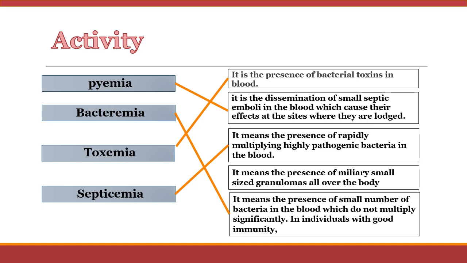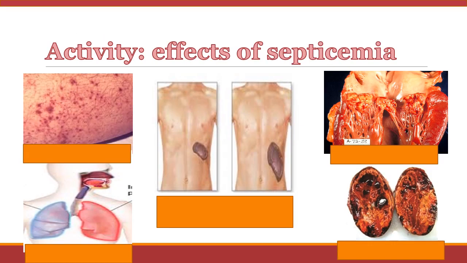So I hope that we understand very well this concept, the difference between the four of them, because this is very important and we have explained a lot. The next activity here is to describe or to label the different effects of septicemia. We mentioned effects of septicemia before. Can we give names for each of these photos?